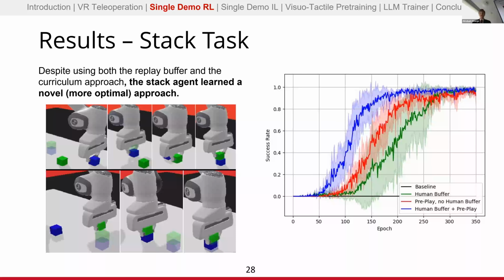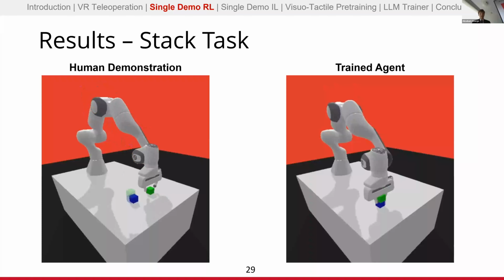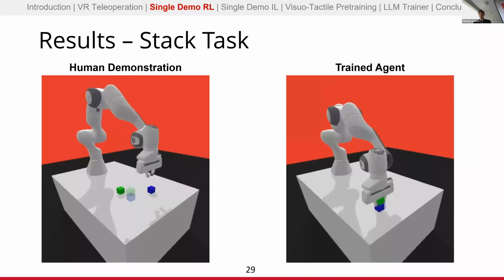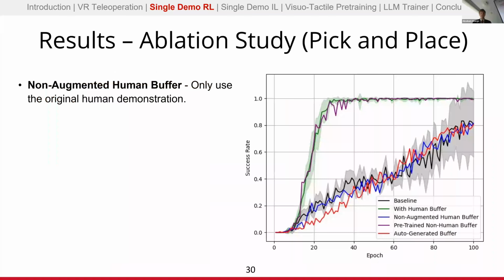Additionally, we found that if we didn't apply any of our methods, the baseline agent just failed. It could not solve the task. But any of our methods allowed it to solve the task, and of course, using both the human buffer and the pre-play makes it solve the task even faster. So here are the videos of the human demonstration and the trained agent. Once again, you can see how it learns this novel approach to solving the task.